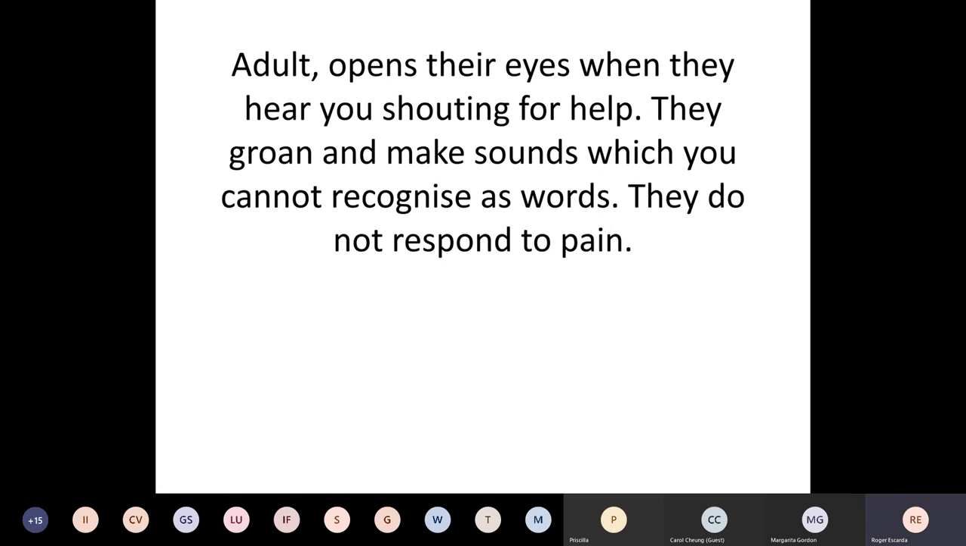Adult opens their eyes when they hear you shouting for help. They groan and make sounds which you cannot recognize as words. They do not respond to pain.